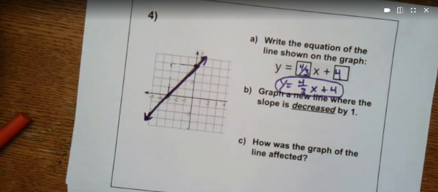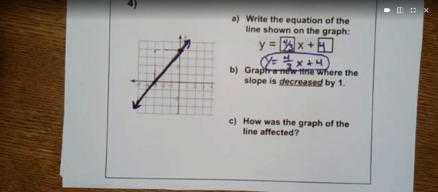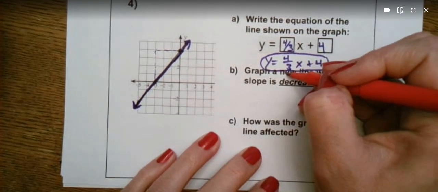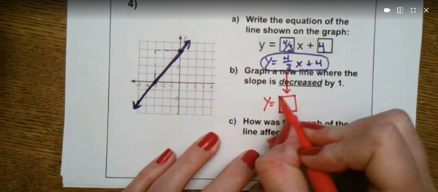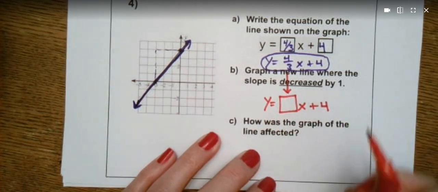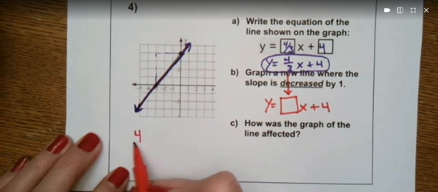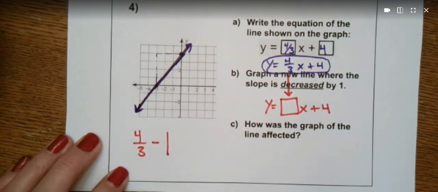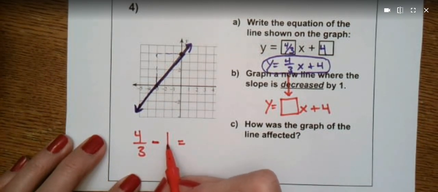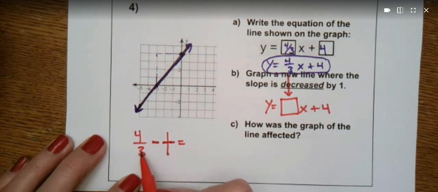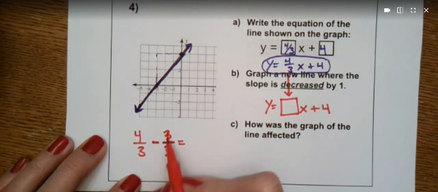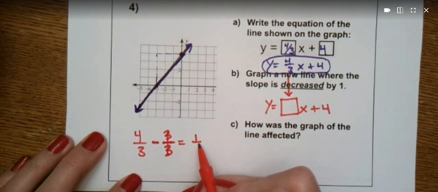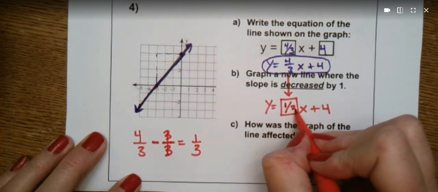Okay, so now we want to graph a new line where the slope is decreased by 1. We want to take this slope and we want to make it a smaller number. So what is that new slope going to be? Well, if we start with 4/3 and we decrease it by 1, what will that new slope be? In order to subtract 1, I need to have a fraction. And if this denominator is 3, I know 1 is the same thing as 3/3. So 4/3 minus 3/3 is subtracting 1, and that would give us 1/3. So this new slope is going to be 1/3.